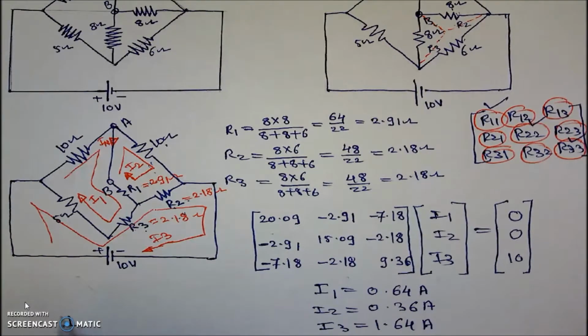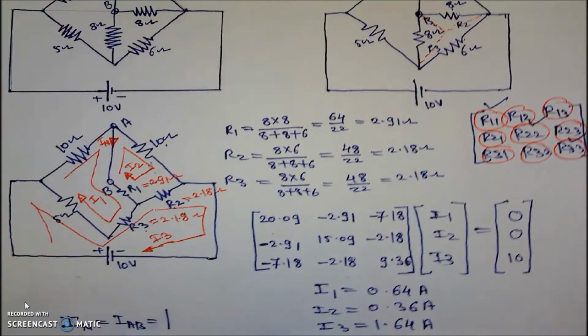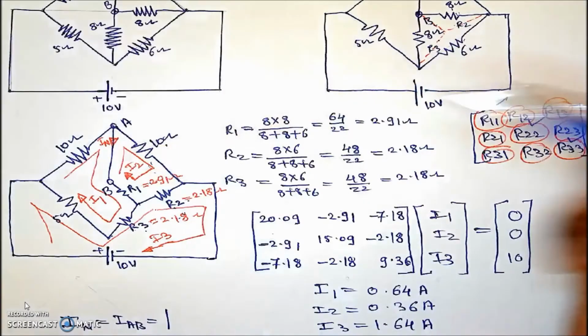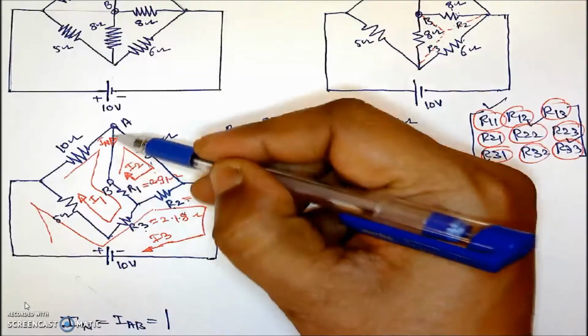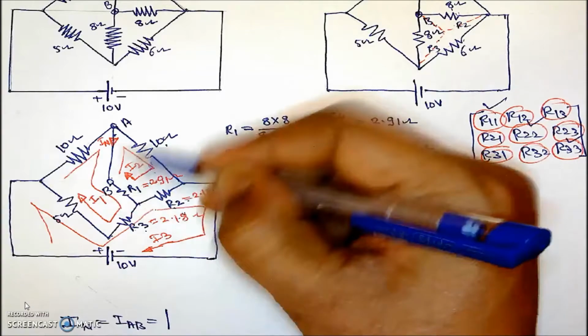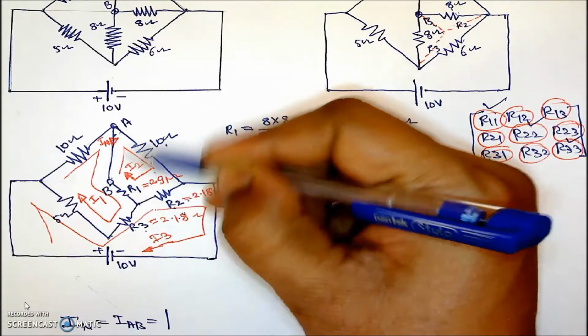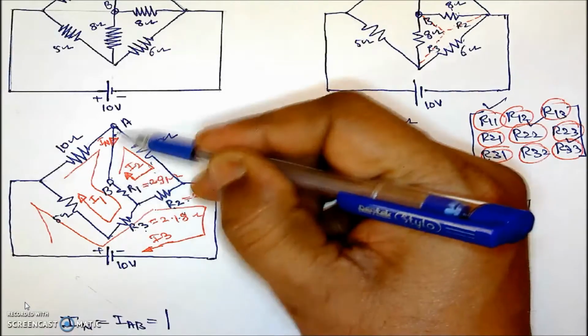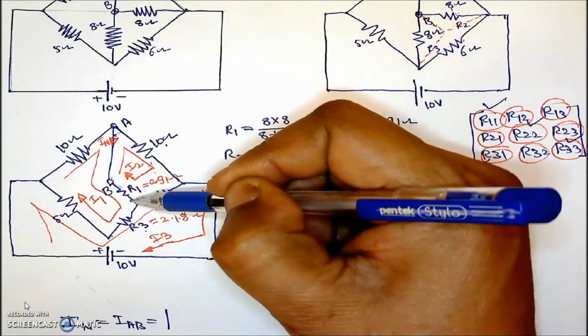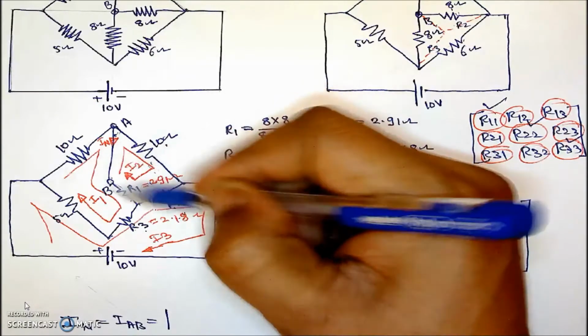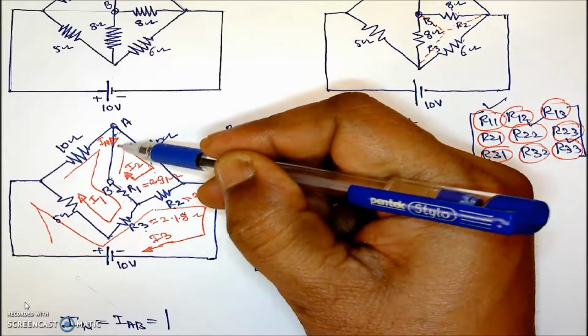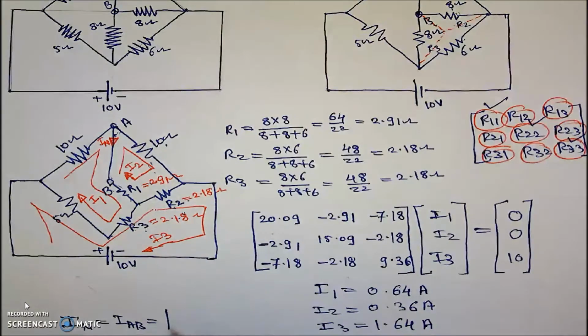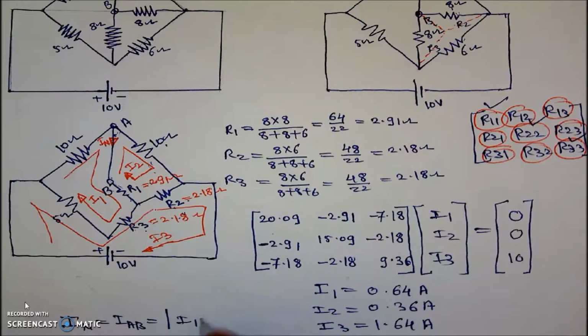Now Norton's current IN, I will calculate from A to B, that is the modulus value IAB. If I am calculating from A to B, for this complete branch there are two currents: I1 is flowing downward and I2 is flowing upward. That's why the resultant current, Norton's current, must be I1 minus I2.